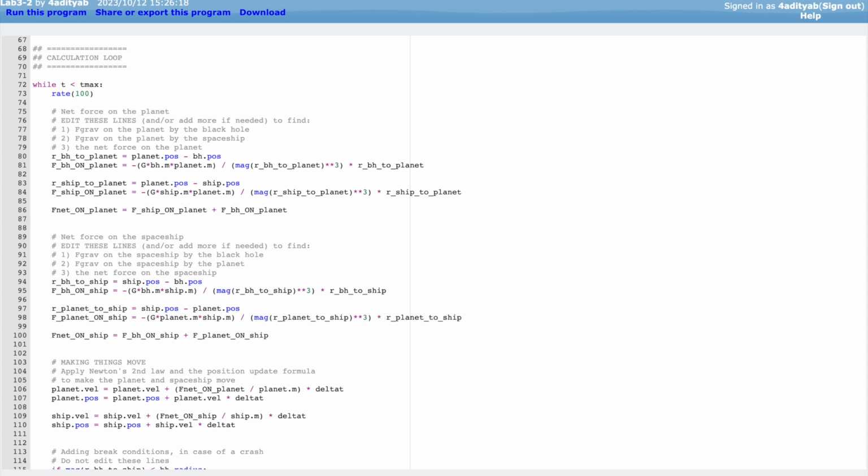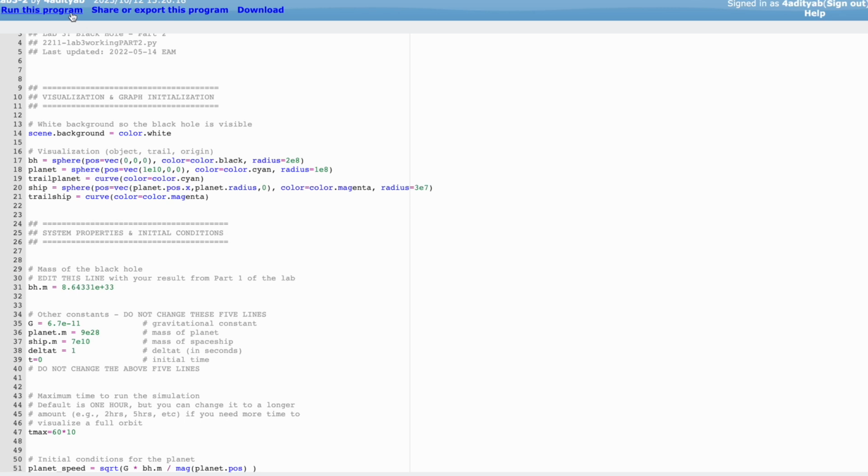I did the exact same universal gravitation formula for the force of the black hole on the ship and the force of the planet on the ship, and found the net force on the ship by adding those two together. Then I updated the planet velocity by taking the old velocity and adding the net force on the planet, dividing by the mass of the planet and multiplying by delta t. And then I updated the position by taking the old position and adding the velocity times delta t, and I did the exact same thing with the ship, but with the ship's force, position, and velocity.